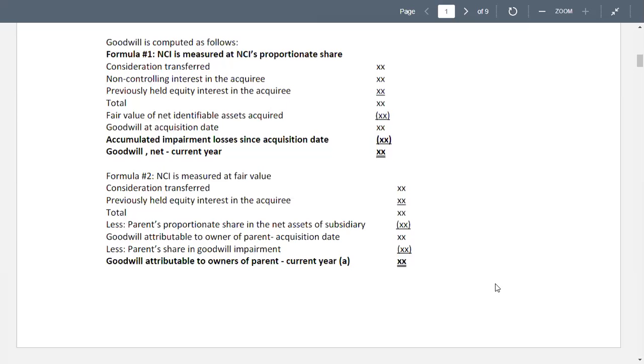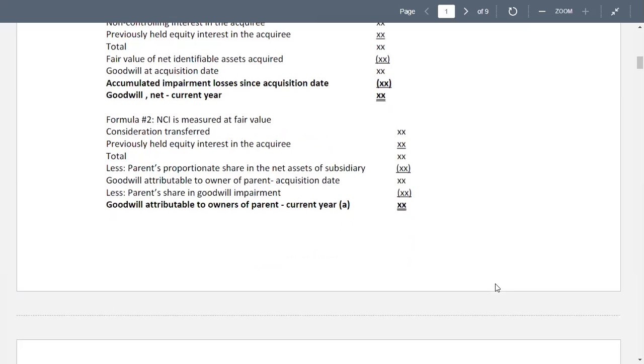the NCI is measured at fair value. So we have the consideration transferred, then we add the previously held equity interest in the acquiree, and then from the total, we are going to deduct the parent's proportionate share in the net assets of the subsidiaries. So we have the goodwill attributable to the parent. And then we deduct the parent share in goodwill impairment. We have the difference as goodwill attributable to parent current year, as in letter A.